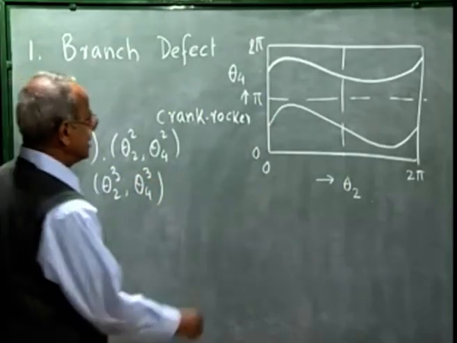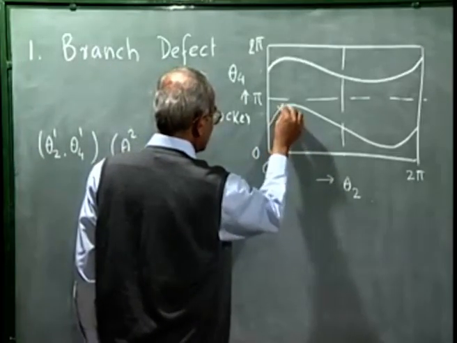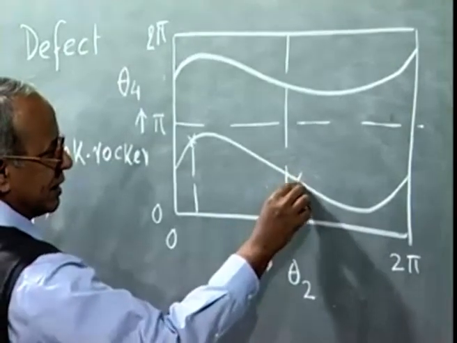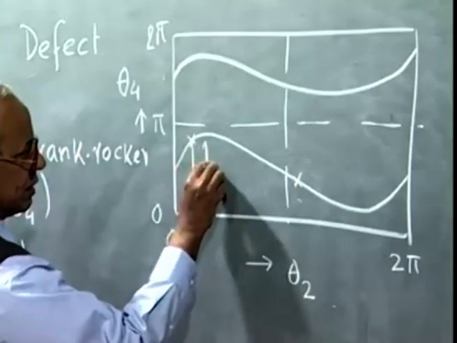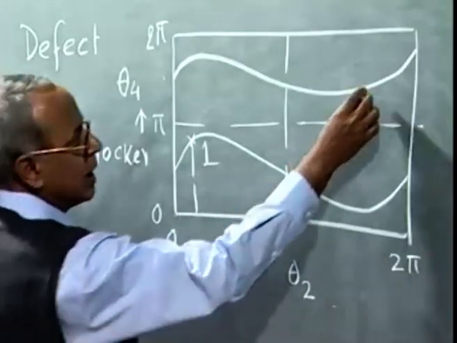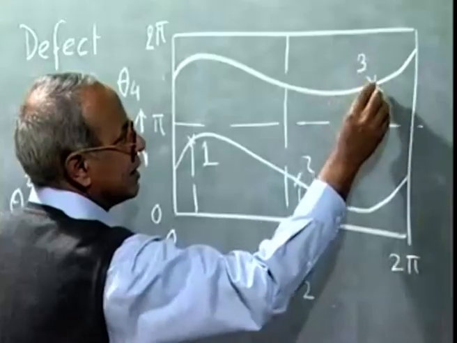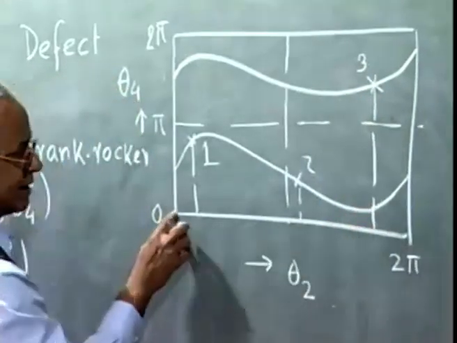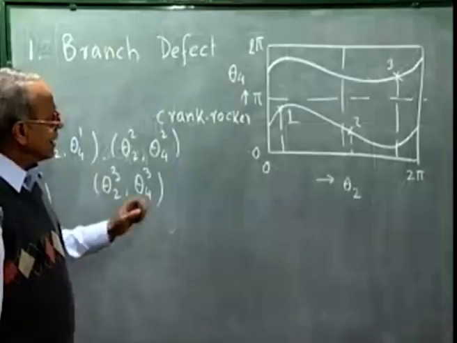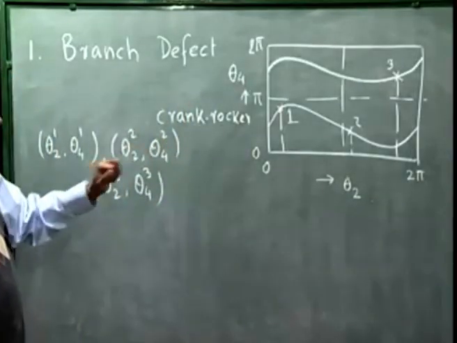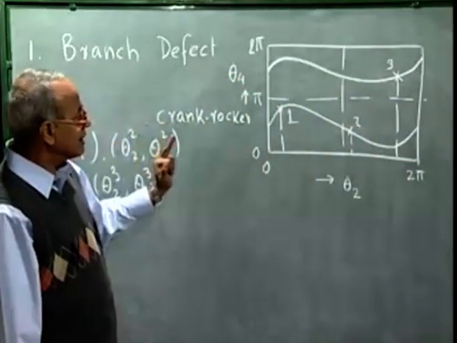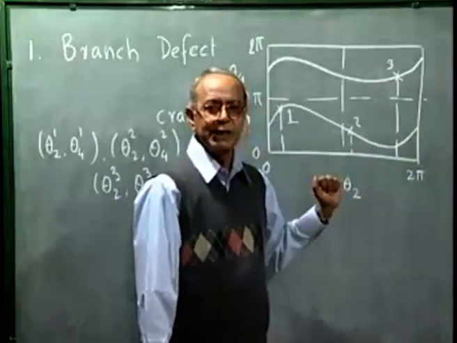And suppose these three sets are like one point here, this is theta 2 1, this is theta 4 1, this is the second point, that means this is theta 2 2 and this is theta 4 2, and this is the third point, this is theta 2 3 and this is theta 4 3. What we realize is that with the same link lengths all these 3 points are satisfied, but all the 3 points are not satisfied by the same mode of assembly.